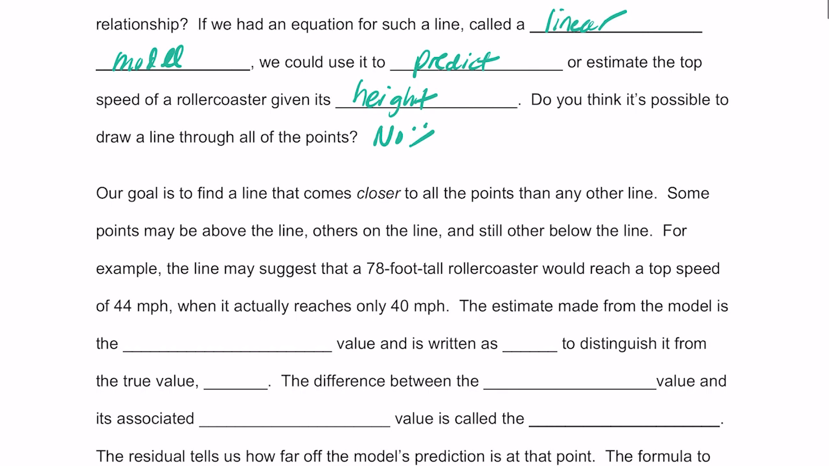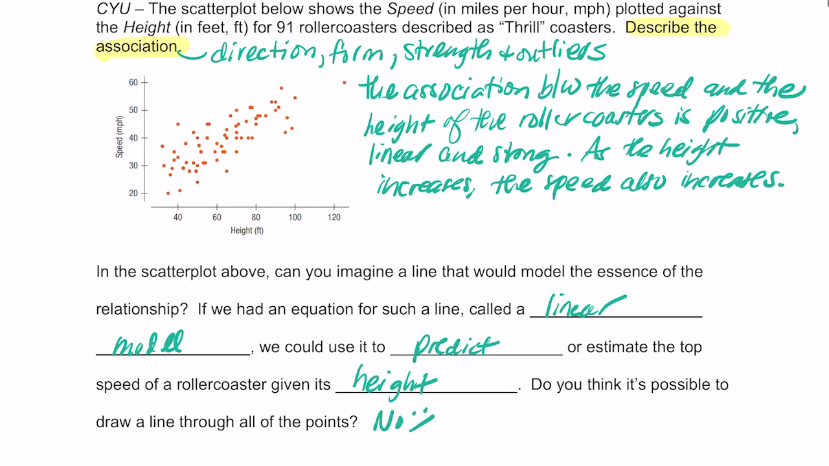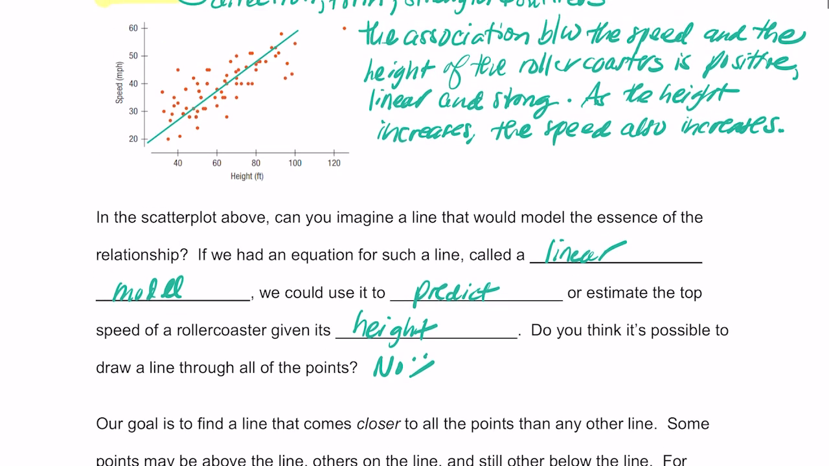For example, the line may suggest that a 78-foot tall roller coaster would reach a top speed of 44 miles per hour when it actually reaches only 40 miles per hour. If I was to draw, let's say, a line like this through these points, if we were to go to a 78-foot roller coaster, so maybe right about here, and go up and hit the line, it may predict that this is going to be about 44 miles per hour, but actually maybe it only reaches 40 miles per hour.